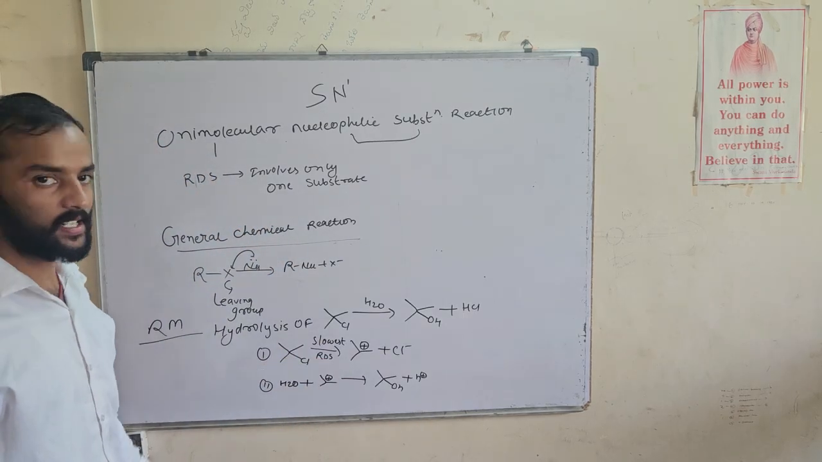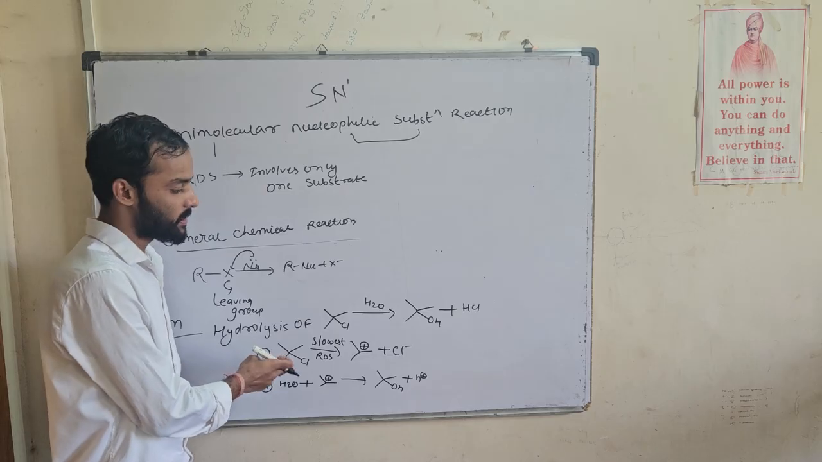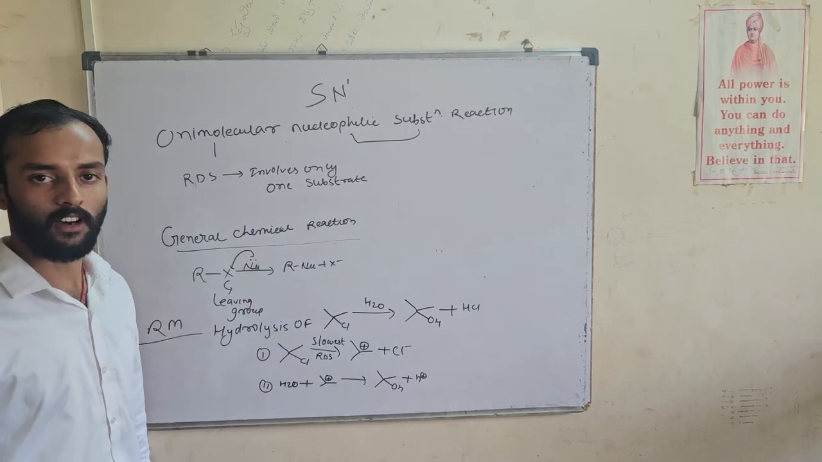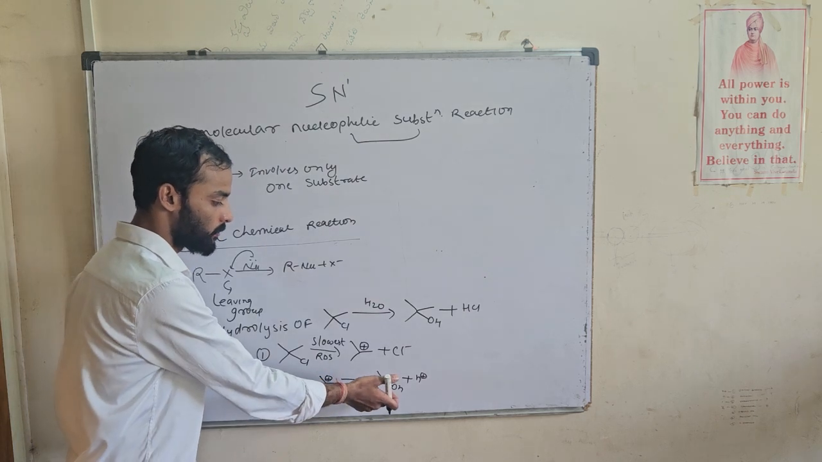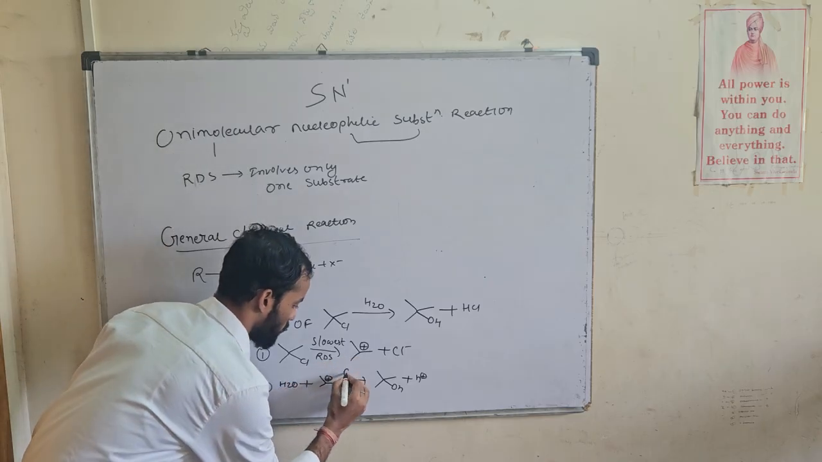Why is it the slowest step? Because the stable alkyl halide is converting into an unstable carbocation. And the second step is a fast step. Why? Because the unstable carbocation is converting into tertiary butanol, which is a stable molecule. This is a fast step.